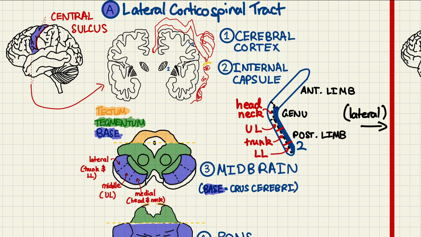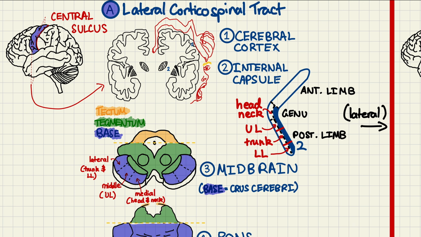So, what I've done here is I've taken a coronal section of the brain at the level of the precentral gyrus, which is the location of the primary motor cortex. And I've laid that out as a 2D coronal representation over here. So you can see this cortex here is all of your primary motor cortex, your motor strip.